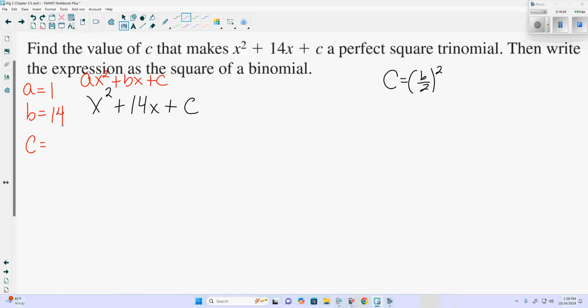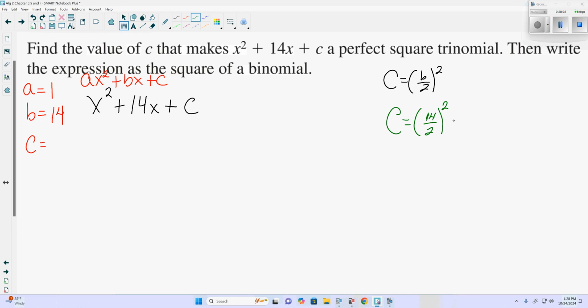To find the value of c that we need to make this be a perfect square trinomial, so that it factors down to a single set of parentheses squared, we have to plug b into this formula here to find the value of c that works. So c is equal to b over 2 squared. And what's our value of b? 14.